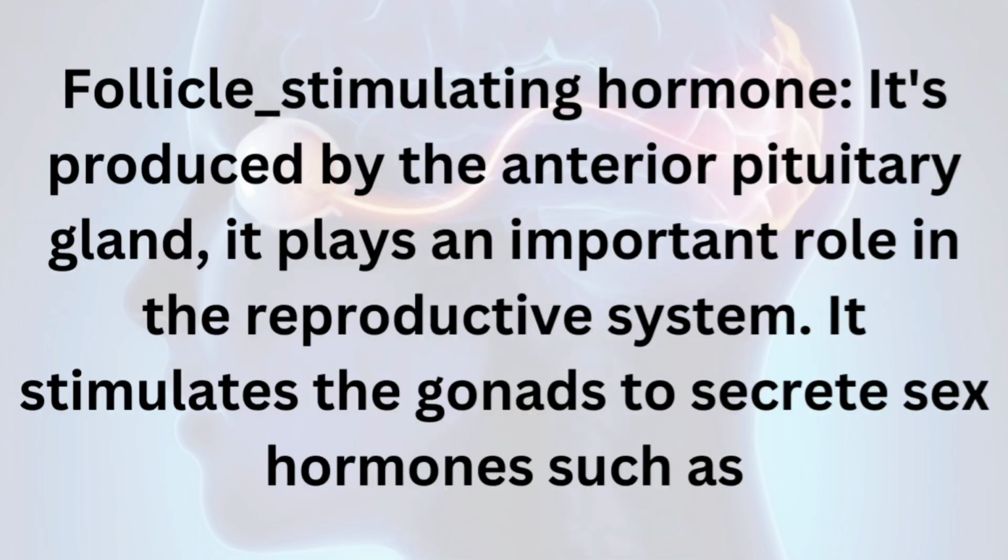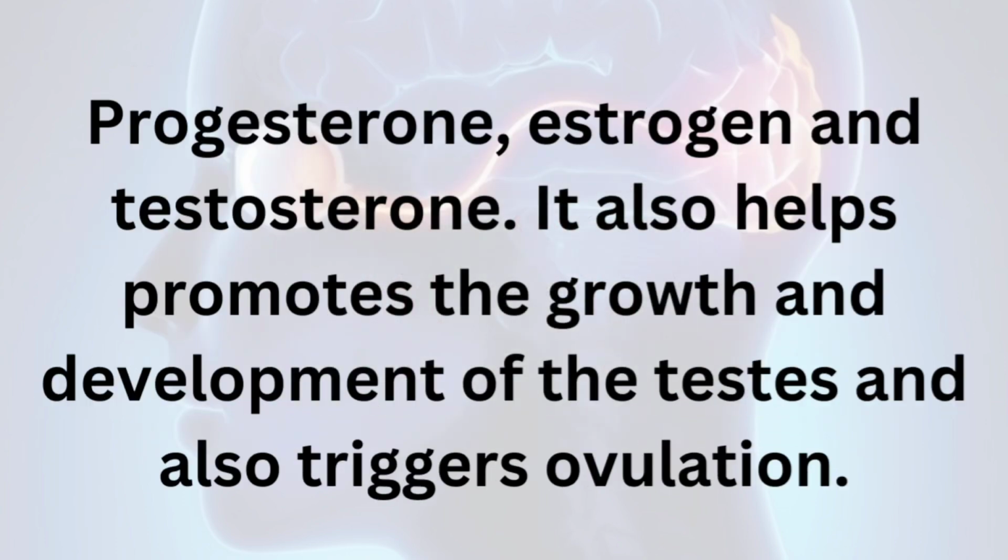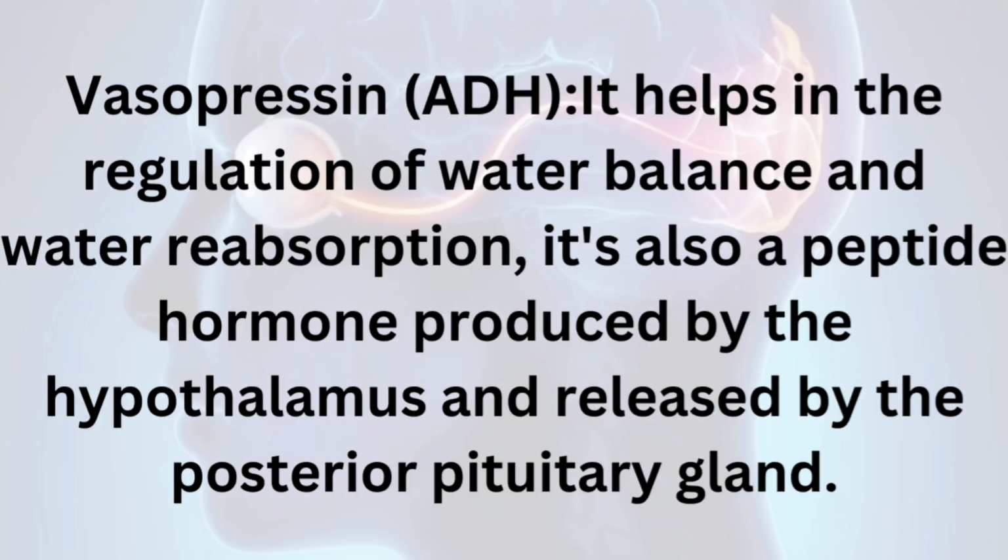On the next slide we have follicle-stimulating hormone. It's produced by the anterior pituitary gland, which plays an important role in the reproductive system. It stimulates the gonads to secrete sex hormones such as progesterone, estrogen and testosterone. It also helps promote the growth and development of the testes and also triggers ovulation. The next hormone we have on the slide is vasopressin or ADH. It helps in the regulation of water balance and water reabsorption. It's also a peptide hormone produced by the hypothalamus and released by the posterior pituitary gland.